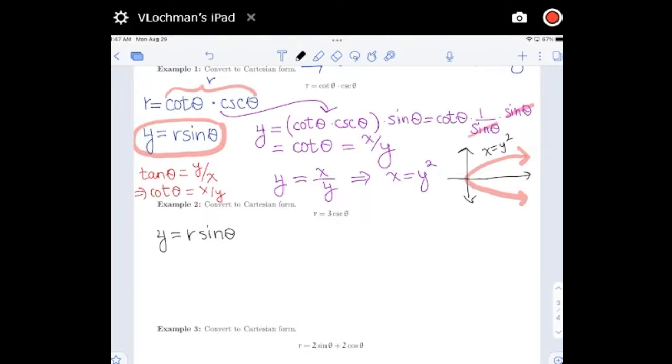So now I'm going to substitute this for r. So this is 3 cosecant theta times sine theta.